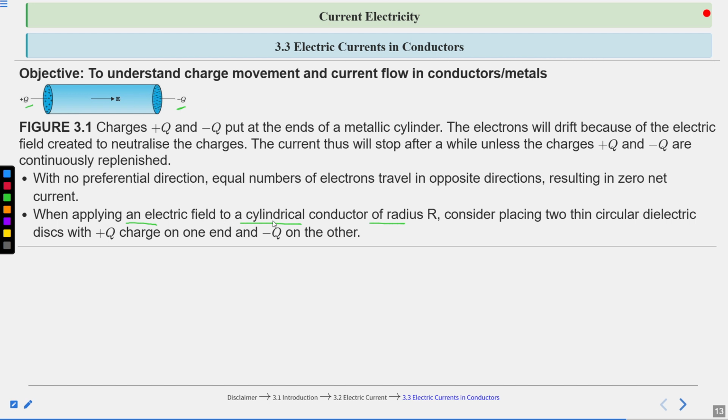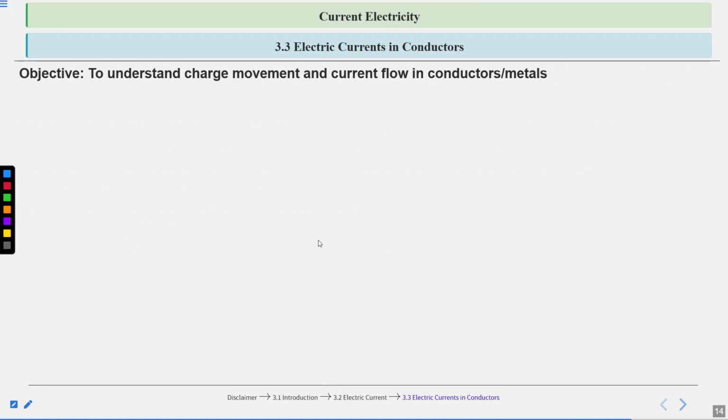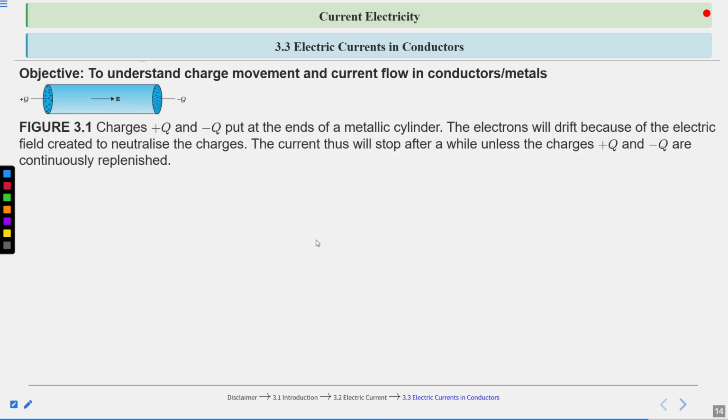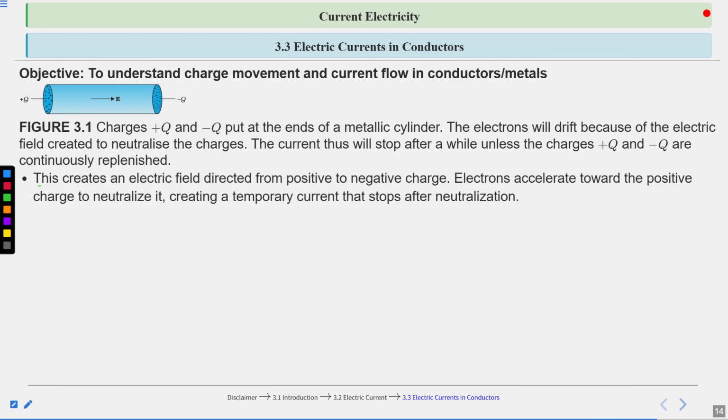When applying an electric field to a cylindrical conductor of radius r, consider placing two thin circular dielectric discs with plus q charge on one end and minus q charge on the other end. So what will happen, as we have already discussed in brief, this creates an electric field directed from positive to negative charge. So these positive and negative charges will set up an electric field from positive to negative charge.